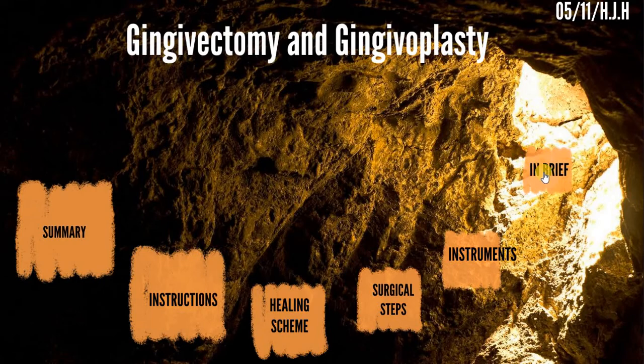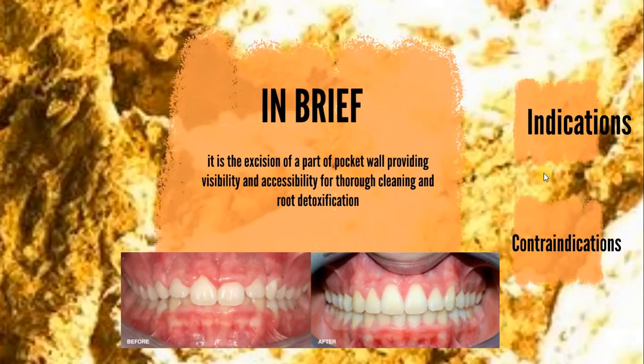So we are starting in brief with the definition of gingivectomy. Simply, it's the excision of part of the pocket wall to provide visibility and accessibility, and to get a visible area for cleaning and root detoxification. So briefly, the excision of that part of the pocket wall to get accessibility and visibility is named gingivectomy.